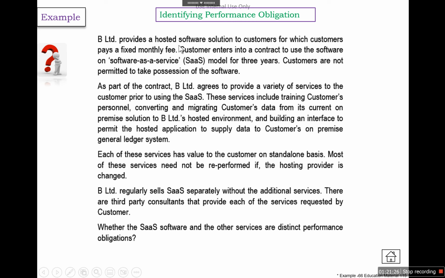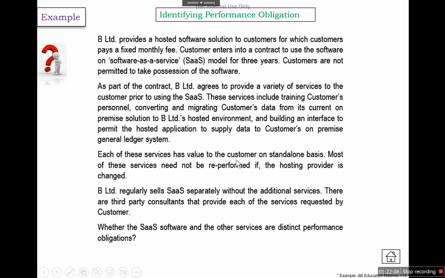Next is B Limited. It provides a hosted software solution to the customer for which the customer pays a monthly fee. The customer enters into a contract to use the software as a service model for 3 years. The customer is not permitted to take possession of the software. As a part of the contract, B Limited agrees to provide a variety of services to the customer prior to using the SaaS services. These services include training the customer's personnel, converting and migrating customer data from its current on-premise solution to B Limited's hosted environment, and building an interface to permit the hosted application to supply data to the customer's on-premise general ledger system.